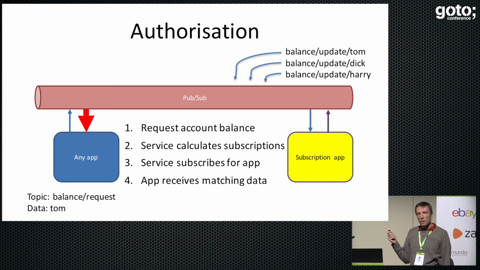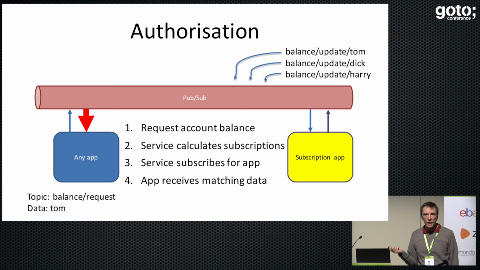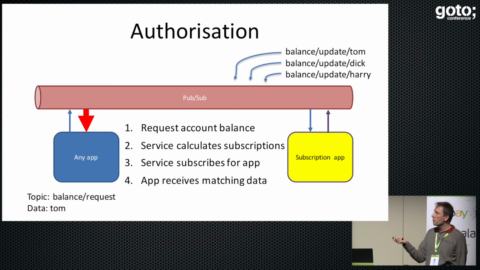Okay. So what we do here is we have this separate app that is under your control, probably running in your core network. And when our internet application here, our any app, connects, he sends a request on a different topic. And he says, I want to request a balance update, and I'm Tom. Our subscription app here then decides what topics any app with user Tom is able to subscribe to. Okay, so that's a bit of core business logic that you've got running in subscription app.